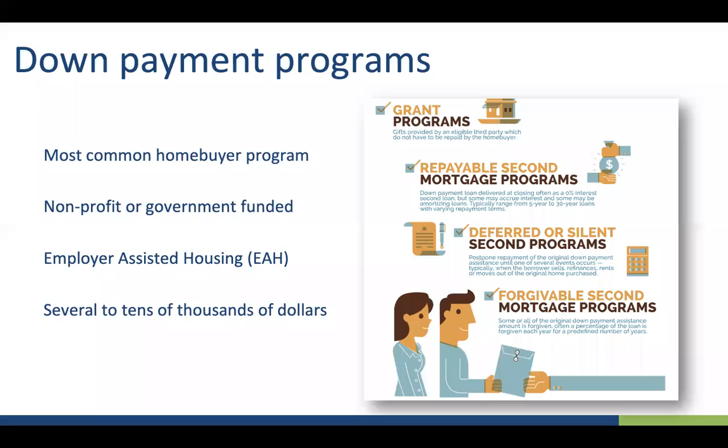Many of them are forgivable. We covered that as well, which means so long as that buyer lives in that property as their primary residence and does not trigger repayment, like by selling or moving out or refinancing, then sometimes 10% per year might be forgiven over 10 years. Sometimes if they stay in the house for 5 years, it's all forgiven at the 5th year. That can vary too.